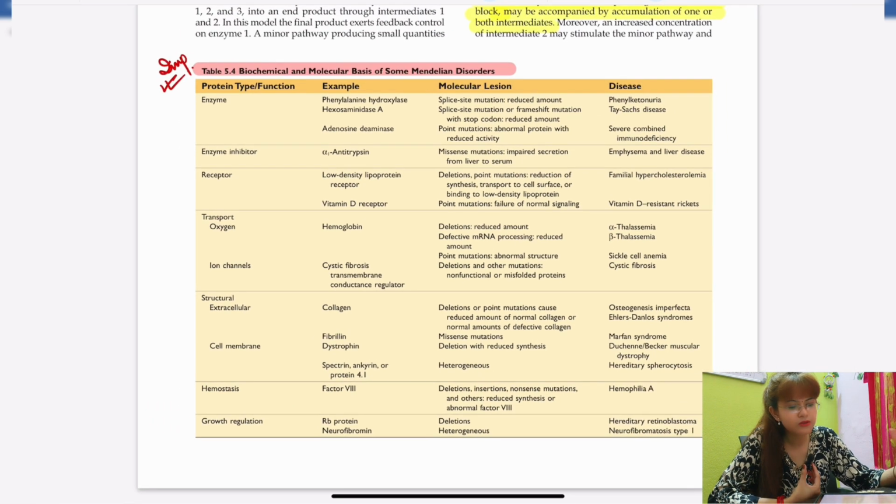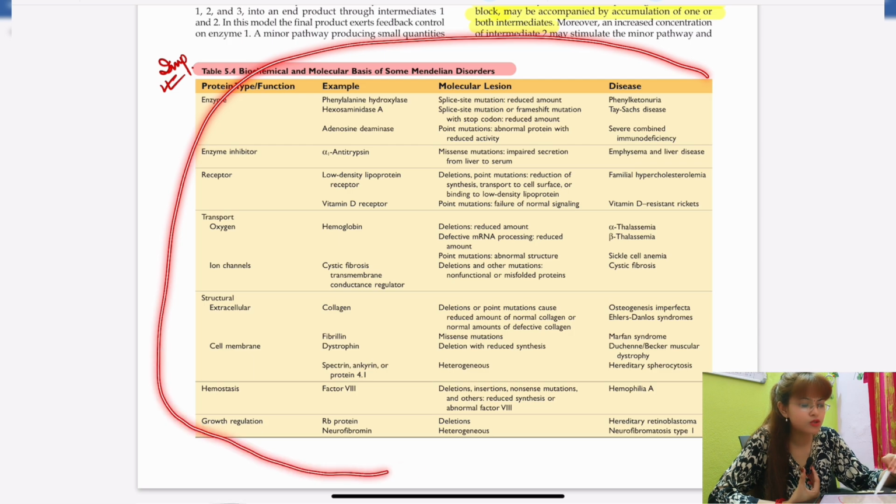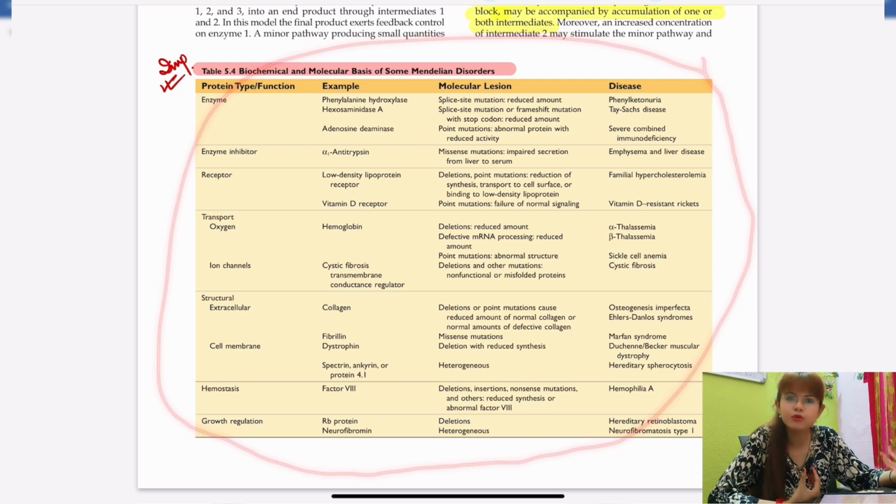So this is a chart which gives you an idea of the basis of these disorders: what kind of molecular lesion is there, whether it's a deletion or mutation, which kind of deletion, which kind of mutation, whether it's an enzyme or a transport protein, what kind of receptors are involved, what particular enzymes or receptors are involved, and what disease is giving rise to. This is a very important and very easy to read chart. It will help you to build your concept.